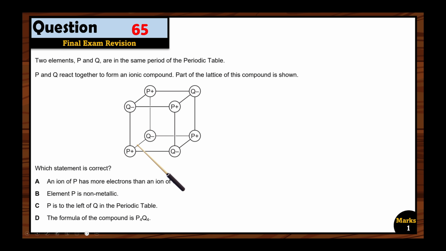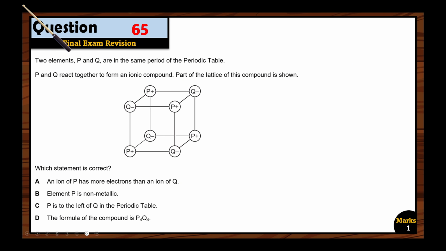The part of the lattice of this compound is shown here. Which statement is correct? An ion of P has more electrons than an ion of Q. If you see, P is positive, so positive P is actually losing one electron. And if you see this statement, P and Q are in the same period.